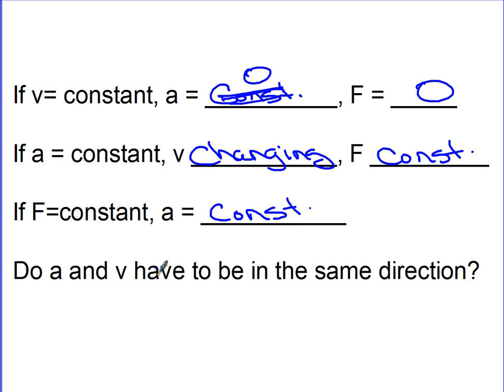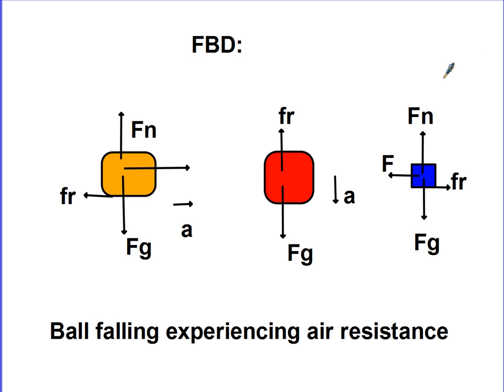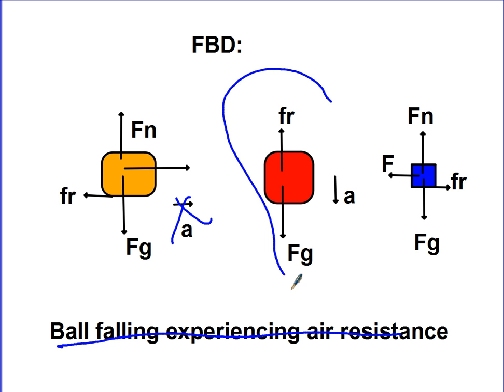Now, do v and a have to be in the same direction? No, of course not. Think of someone sliding to a stop. Now, which one of these could be a ball falling, experiencing air resistance? It's falling, so we're certainly not going to be accelerating to the right. Of course, it's the middle one.